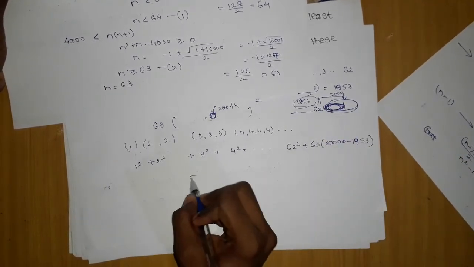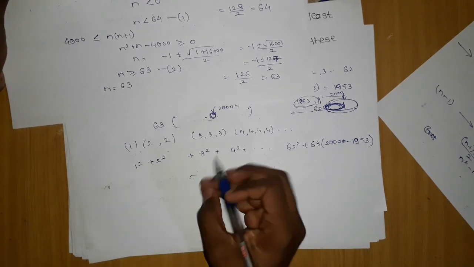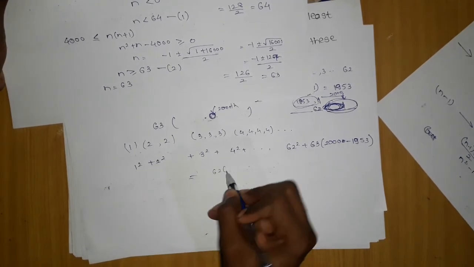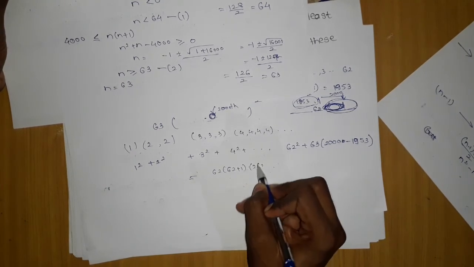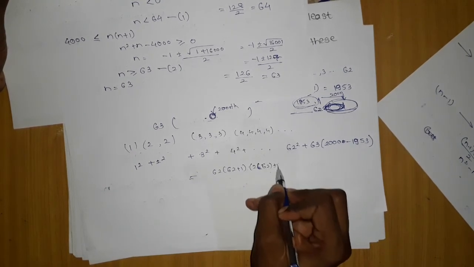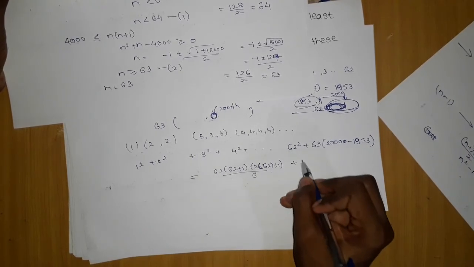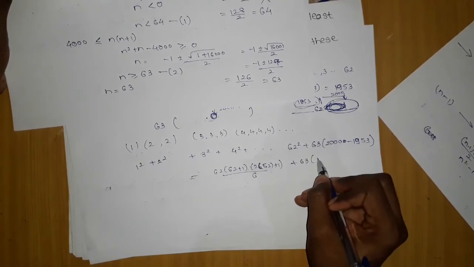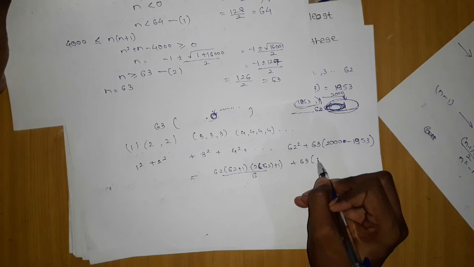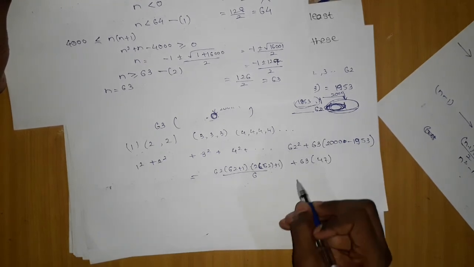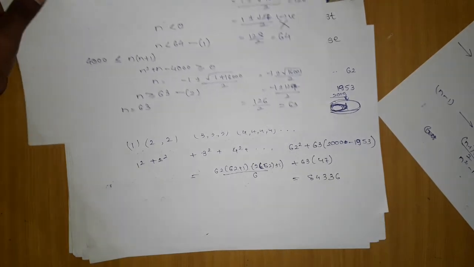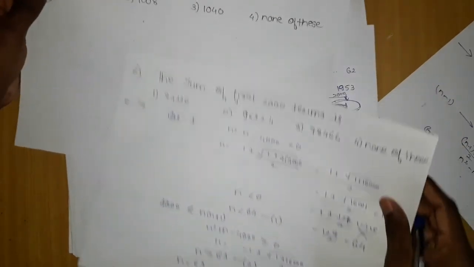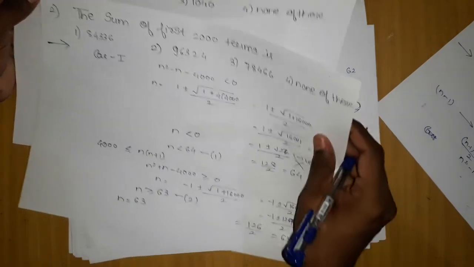So my final answer will be what? Here I will apply n times (n plus 1) times (2n plus 1) by 6, with n equal to 62, that is 62 into 62 plus 1 into 2 times 62 plus 1 by 6, plus 63 into this, which will be 47. This will give me my final answer as 84336.